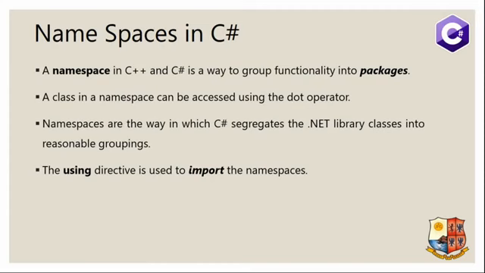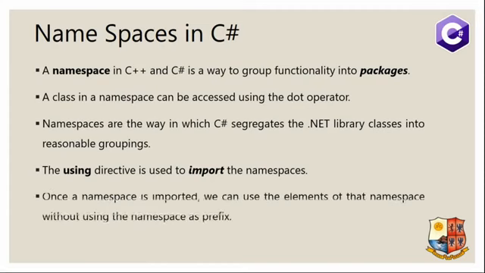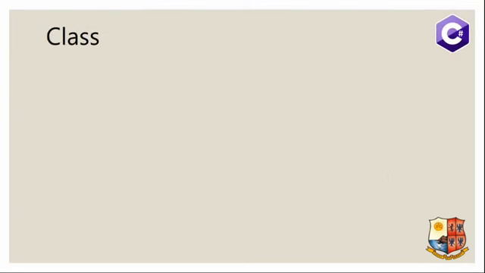I'll show that shortly, guys, in the IDE itself. But remember this: once a namespace is imported, we can use the elements of that namespace without using the namespace as a prefix. That's what I showed you in the previous slide. I said using System. That's why when I wrote Console.WriteLine, I didn't write System.Console.WriteLine. I just wrote Console.WriteLine because the namespace has already been imported into my class. All right, that's it. This is namespaces in C#.